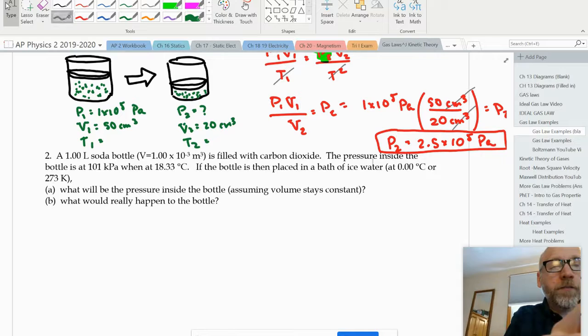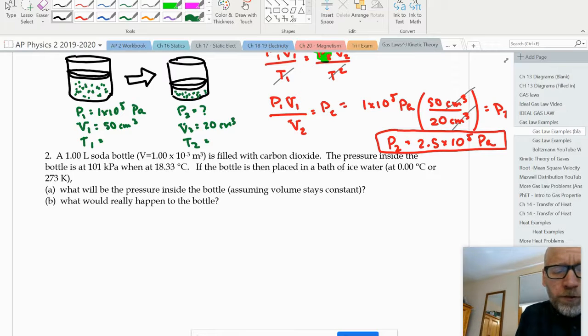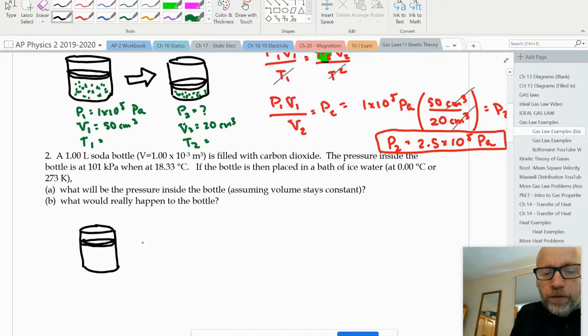All right, let's give it a shot. Let's draw a picture. Now I could draw a soda bottle, or I could just draw the same container. Pretty much going to draw all the same. There it is. Now in this case, it said that the volume didn't change. So this is going to be isometric.